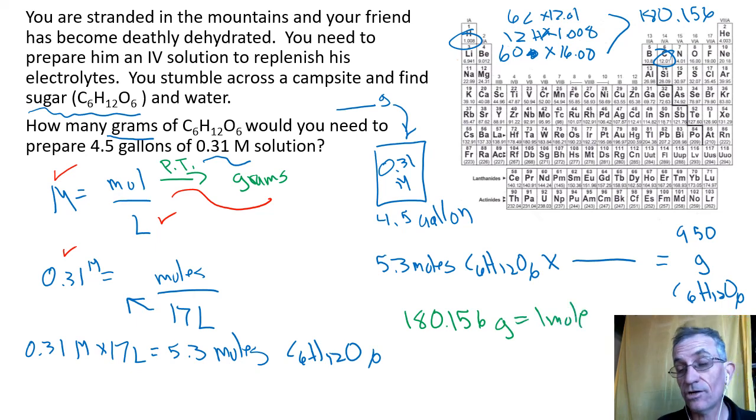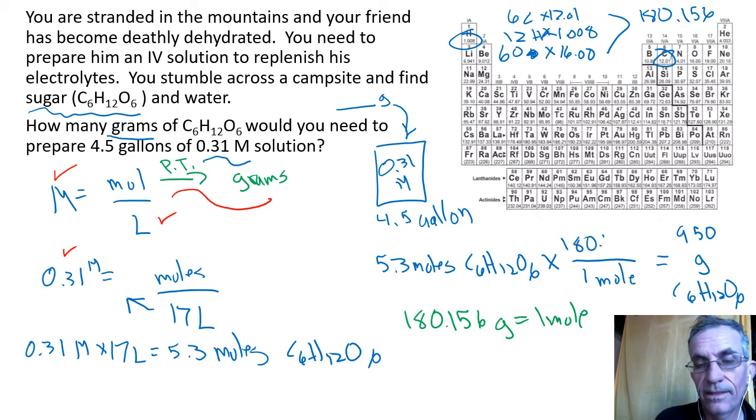So then looking at our conversion and seeing how it goes, you start off with moles. You put the 1 mole on the bottom. That makes the 180 go on top. And if it worked out, you should have gotten about 950. So this is figuring out what weight of solid you use to make a certain concentration.